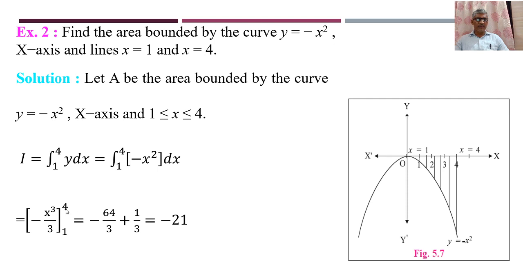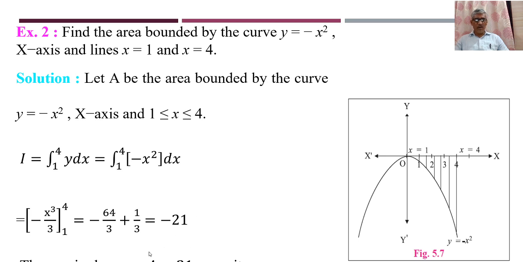Upper limit x cube, 4 cube means 64 divided by 3, minus the lower limit, and this is minus, so minus, minus becomes plus, 1 cube is 1 divided by 3. Then simplify this, we get minus 21. This is the required area, and this required area is negative.